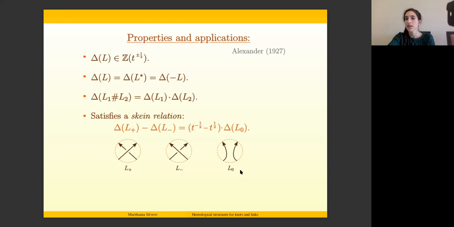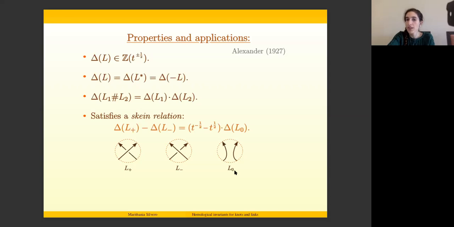So if you have three link diagrams differing just in the neighborhood of a crossing in these ways, then the Alexander polynomial of the first one minus the Alexander polynomial of the second one equals this power times this factor times the Alexander polynomial of the third one. I will repeat again. L plus is just the positive crossing, L minus is just the negative crossing, and L0. Notice that this doesn't depend on which part of the strand goes up and which one goes down. This smoothing depends just on orientation.